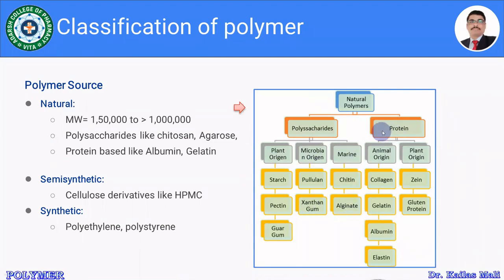From the protein source, animal origin, for example albumin, and plant origin, for example zein. In this way it is possible to classify natural polymers. Then the semi-synthetic polymers, for example cellulose derivatives. Then the synthetic polymers, for example polyethylene and polystyrene, which are purely synthesized in the laboratory.